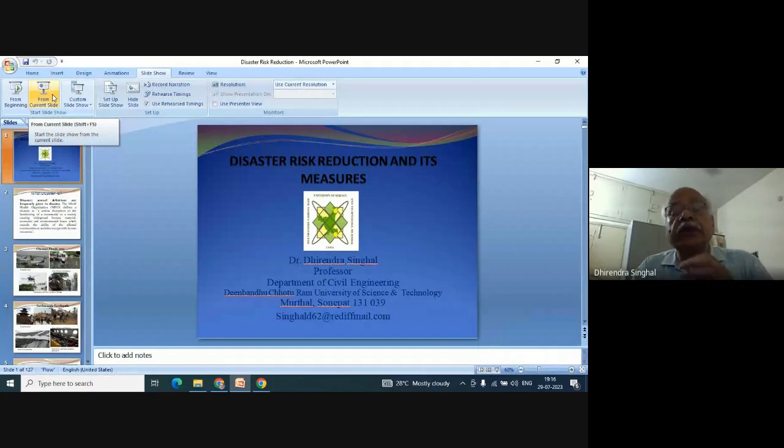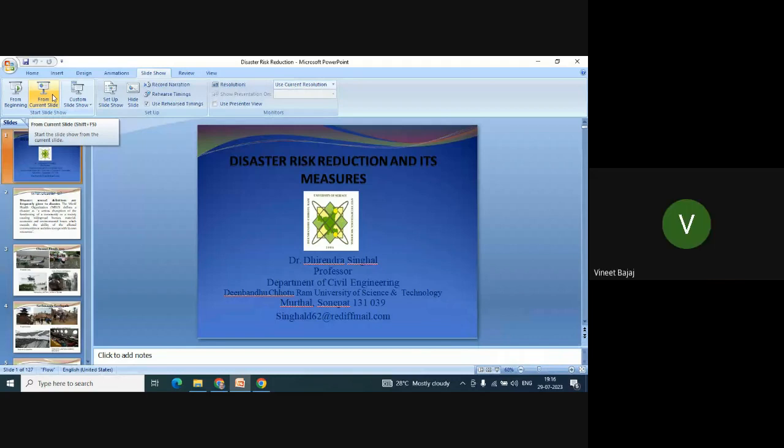So, disaster risk reduction and its measures. As I said, fundamentally, I'm going to first discuss what disaster is. This is the definition given by the World Health Organization: a serious disruption of the functioning of a community or a society.